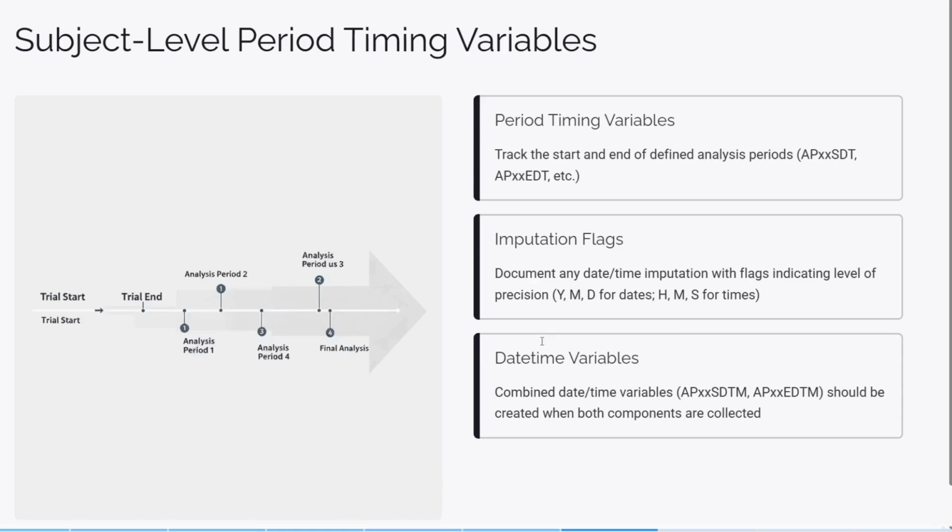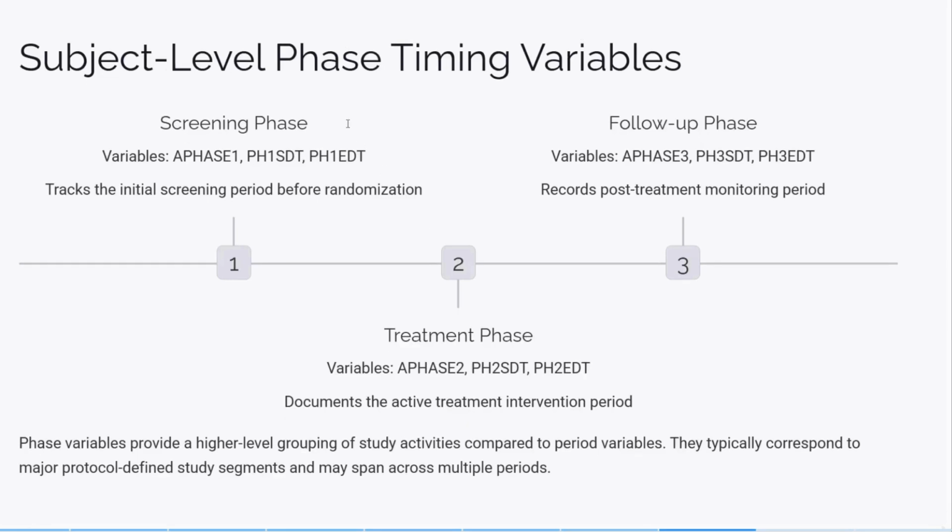Okay, next you can see the subject-level phase timing variables. Here we have the screening phase, which has APHASE01, the phase 1 start date and phase 1 end date, tracking the initial screening period before randomization. Then we have the treatment phase, APHASE02, with the phase 2 start date, which documents the active treatment intervention periods, and phase 3 will be the follow-up phase. So these are the differences between the different phases.